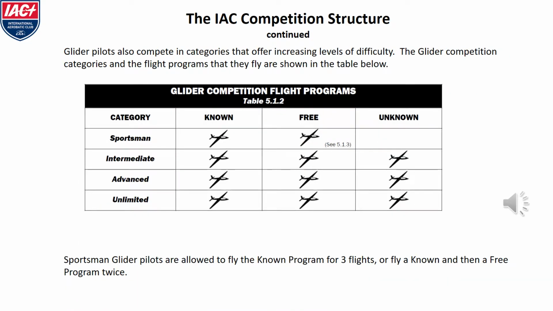Glider pilots also compete in categories organized to offer increasing levels of difficulty. The glider competition categories and the flight programs that they fly are shown here. As with power pilots, sportsman glider pilots are allowed to fly the known program for 3 flights, or they may fly a known and a free program of their own design twice.